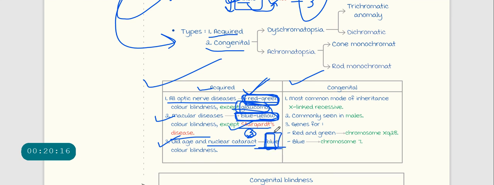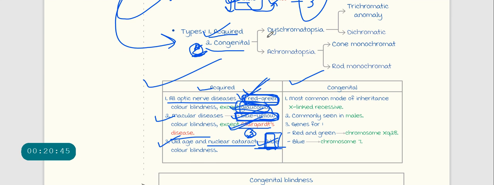Blue yellow, but not in Stargardt's disease, and here it is blue. So that was all about acquired. Now the important one is congenital. Congenital further has two subtypes, and these are respectively known as dyschromatopsia and achromatopsia.